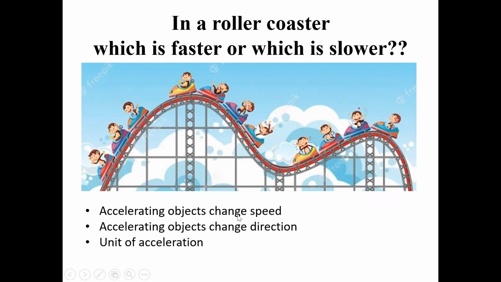Accelerating objects change speed. Yes, here this group is increasing their speed because they are going down. This group is going up, so decreasing their speed. So there is a change in the speed, and also there is a change in the direction, going down, then going up. So accelerating objects change speed and also change direction.